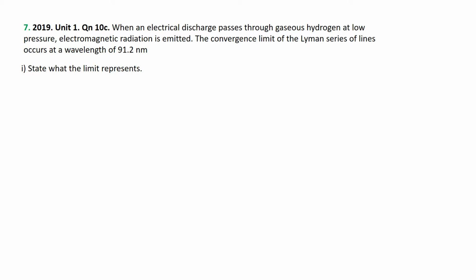So electrical discharge passed through gaseous hydrogen at low pressure, we're going to get the emission spectrum. Now the convergence limit of the Lyman series of lines occurs at a wavelength of 91.2 nanometers. Well, what does that convergence limit represent? First of all, the Lyman series is where we're getting wavelengths associated with n equals 1. So if it's an emission spectrum, that's where the electron that's been excited to a higher level ends up at n equals 1 after it's emitted the appropriate photon.